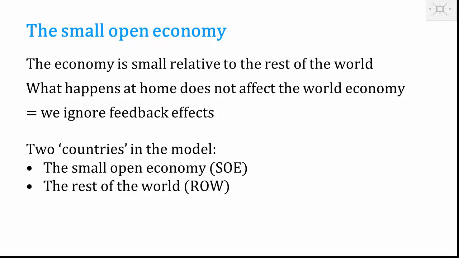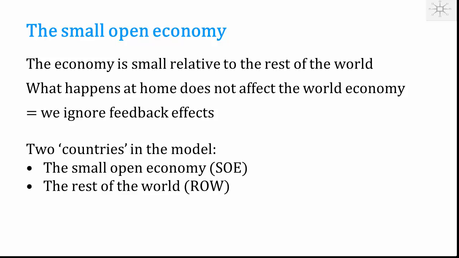But even if we would include the feedback effects, we would still get qualitatively very similar results. So the signs of the effects would be the same. So in that sense, this model applies quite well also to the US as a first approximation, and all models are approximations. So this means that in our model we now have two countries. We have the small open economy, sometimes abbreviated SOE, and we have the rest of the world, sometimes abbreviated ROW. And then you could ask, well, what's the model of the rest of the world?